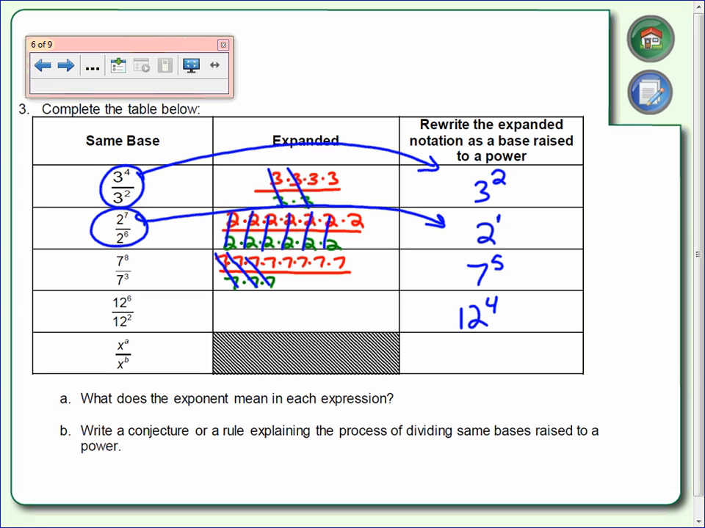The next one. We keep the base, keep the x. You said we were going to subtract the exponents. That's an A and that's a B. A minus B. There you go. A minus B. A minus B. What about B minus C? All right.